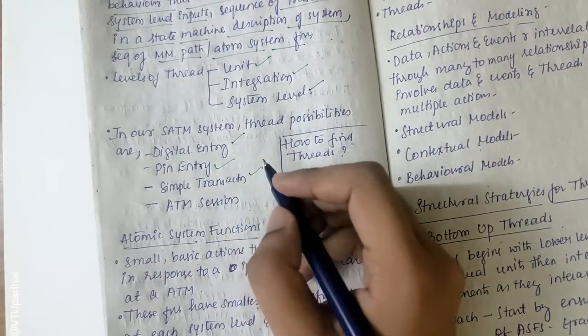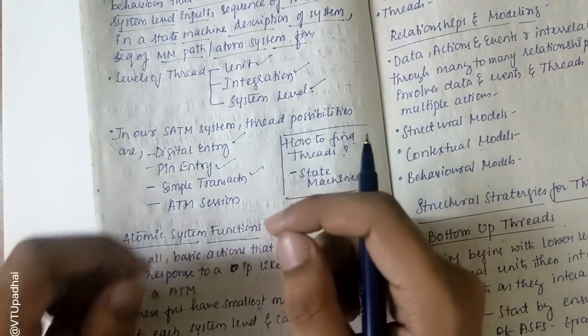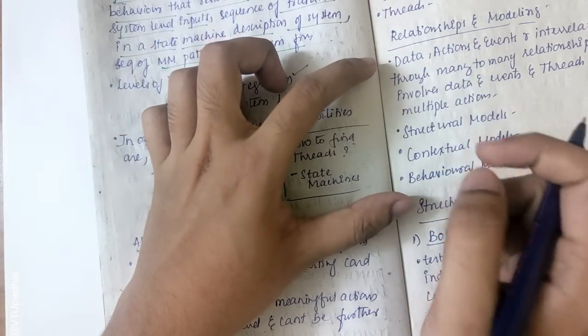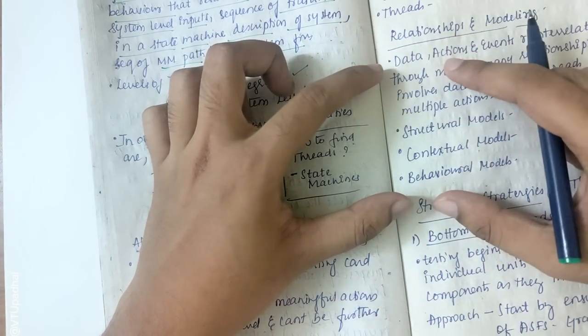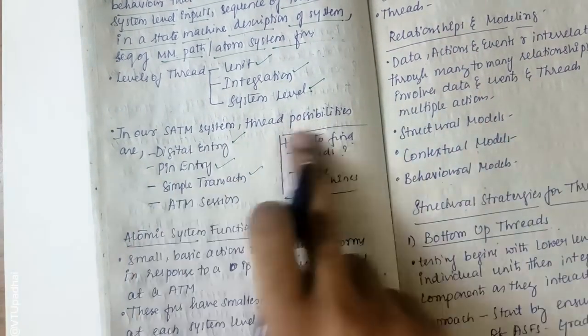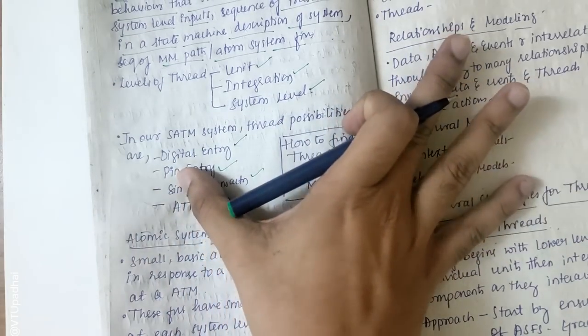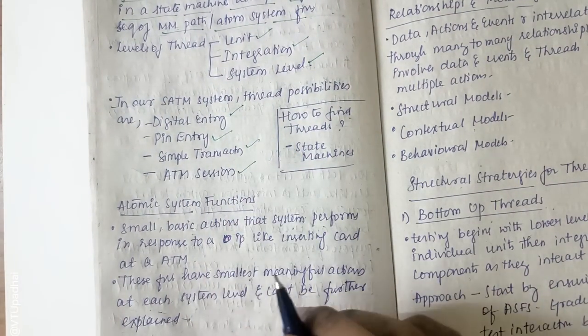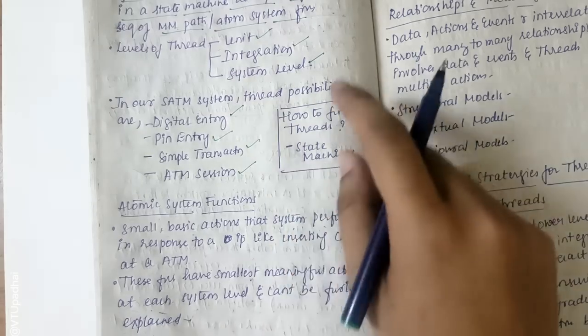Then I have a simple transaction. A simple transaction means I put the card in first and then I enter the pin. Then I'm selecting the transaction. After selecting, the transaction is getting completed. So this is a simple transaction, right from the start to the end, everything being defined here. And I have the ATM session. An ATM session involves multiple transactions in one session.